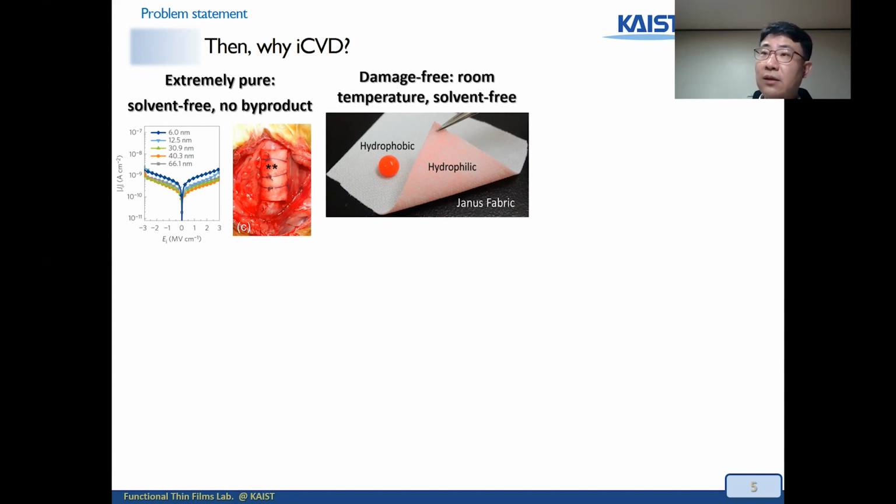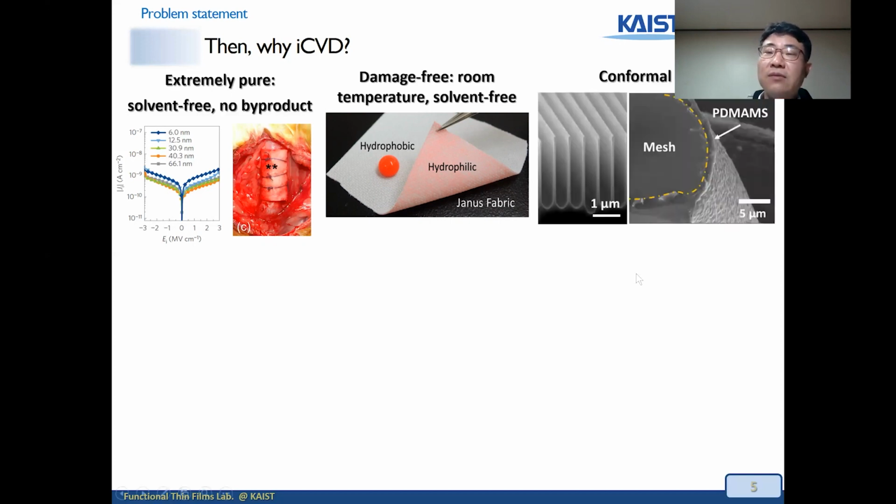So we can use any kinds of substrate that we need. Not just the silicon wafer or the glass substrate, we can use fabric, paper, membrane, or any kinds of flexible substrate or rubber substrate as we want. We do not damage the surface.